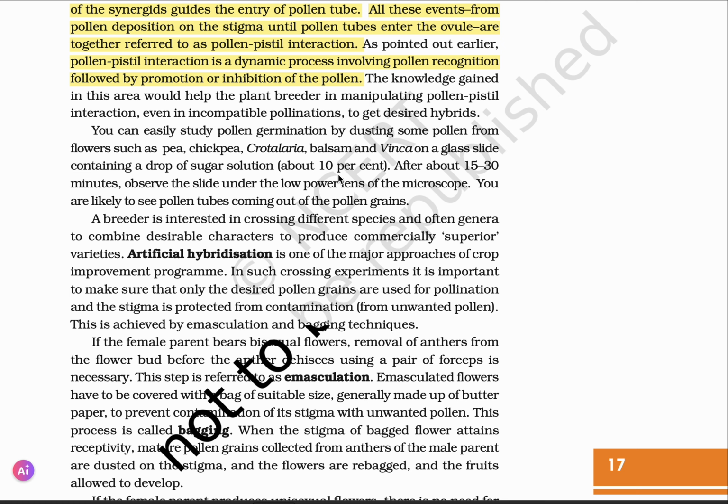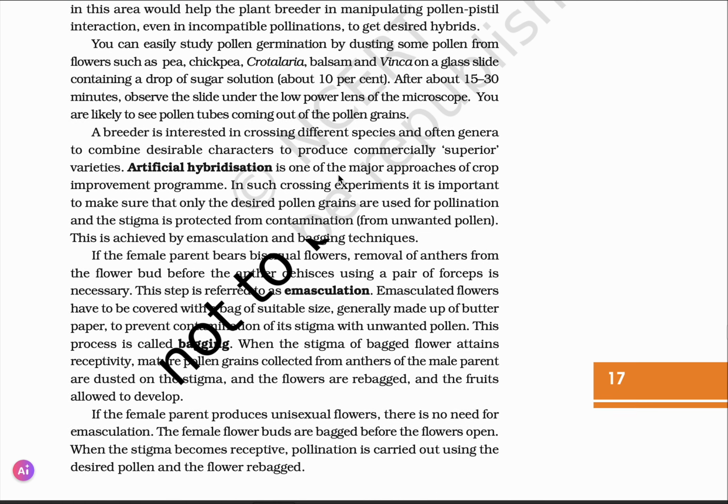You can easily study pollen germination by dusting pollen grains from flowers such as pea, chickpea, etc. on a glass slide containing a drop of 10% sugar solution. After about 15 to 30 minutes, observe the slide under the low power lens of the microscope. You are likely to see pollen tubes coming out of the pollen grains.